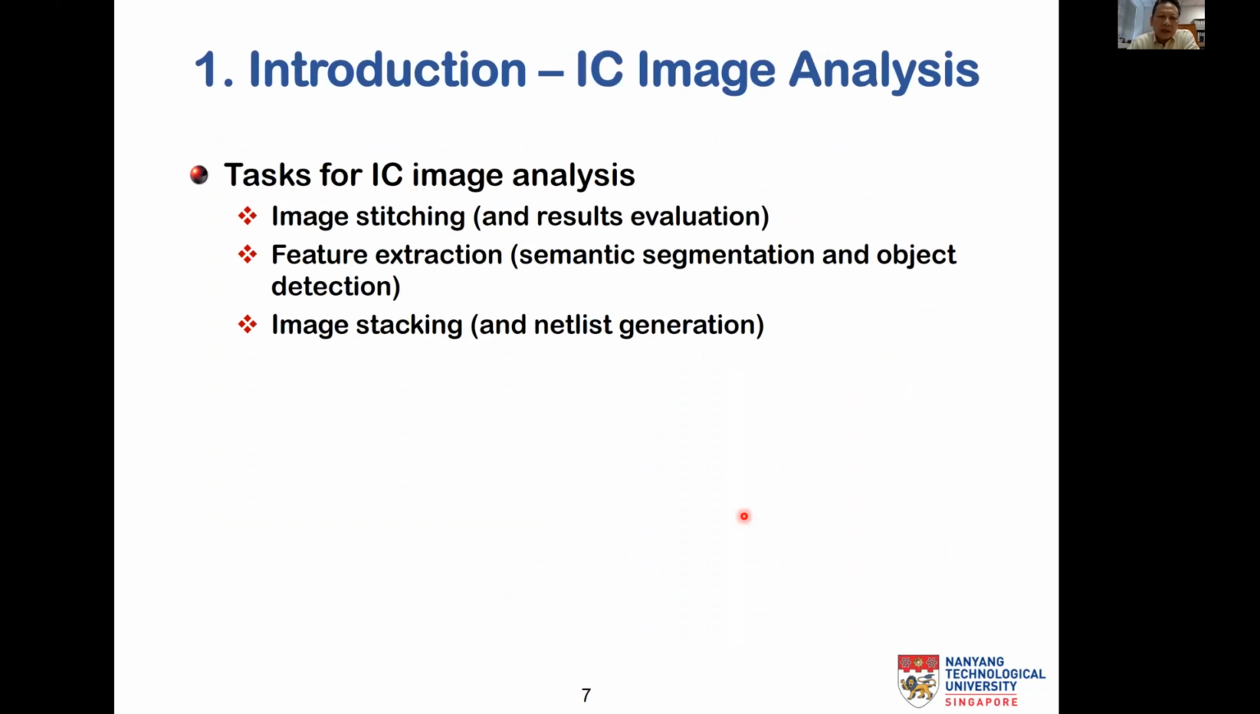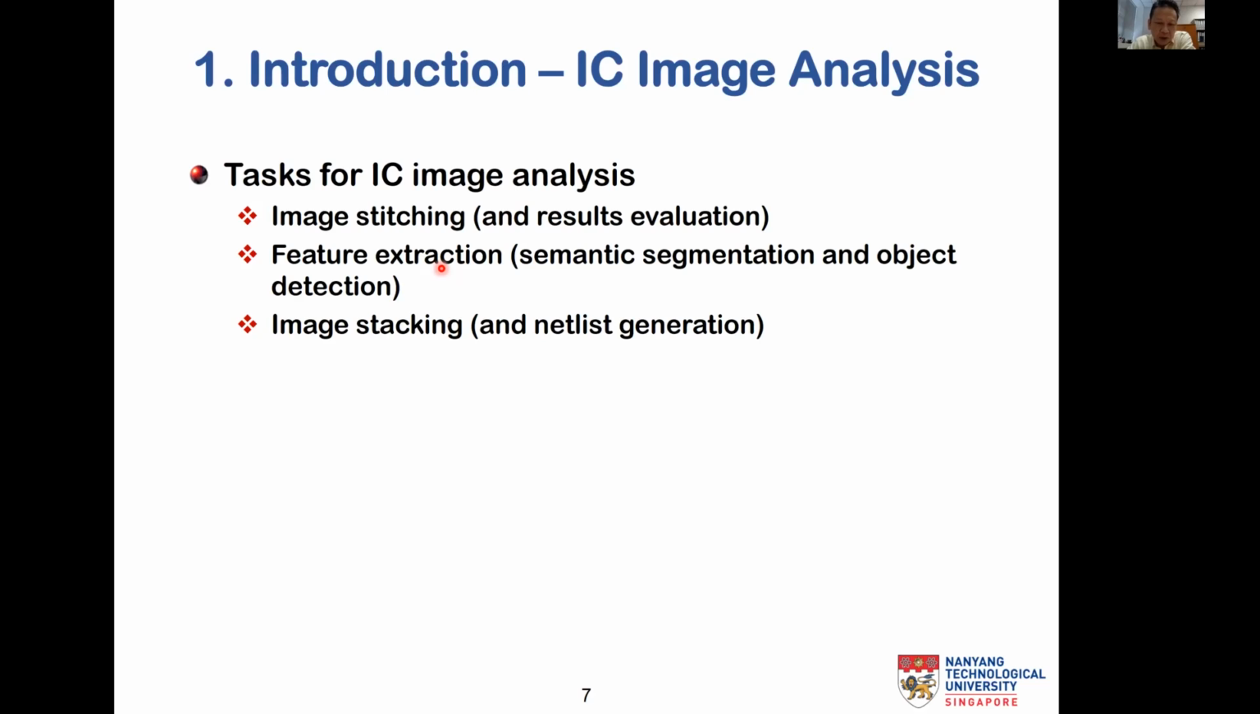If you look at the tasks, there are basically three main tasks for the IC image analysis. The first task is called image stitching, and the result evaluation means that after you stitch, you have to evaluate whether your stitched images are well stitched or misaligned. Subsequently, we will go to the feature extraction.